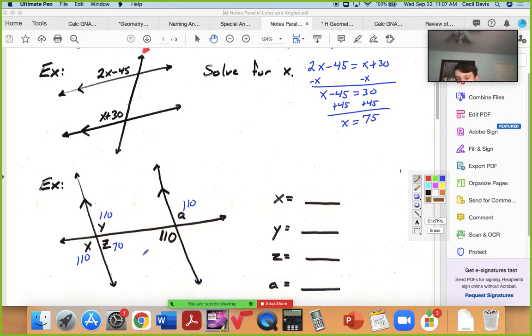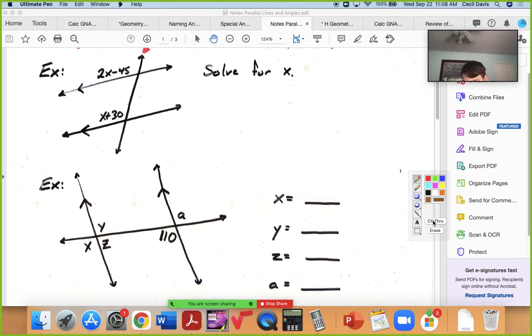That's one way. There's a different way. Yes? It's a linear pair. Yes, it's a linear pair with either x or y. And linear pairs are always supplementary. All right, so let's move on to page 2.